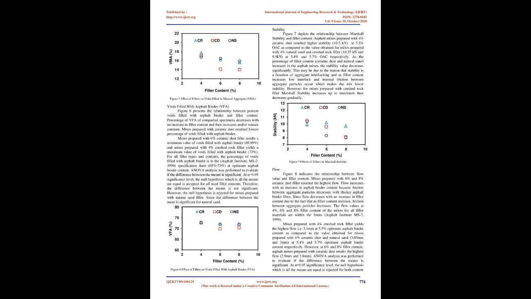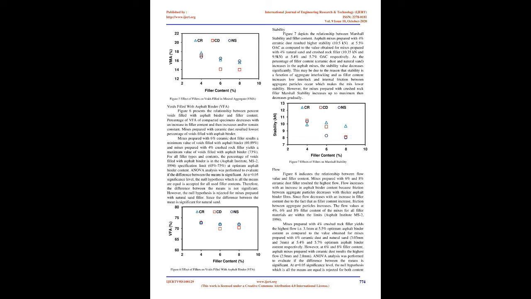Higher percentage of voids in mineral aggregate was obtained for mixes prepared with 6% and 8% natural sand filler. Therefore, more space is available for the film of asphalt. However, mixes prepared with 4% crushed rock and ceramic dust filler yield higher voids in mineral aggregates respectively.